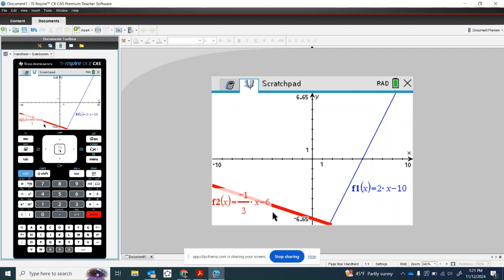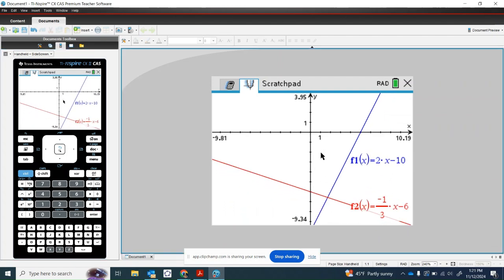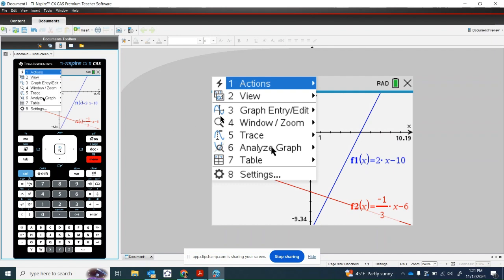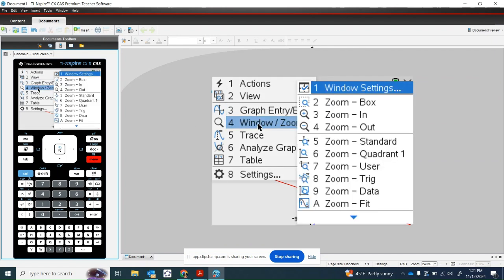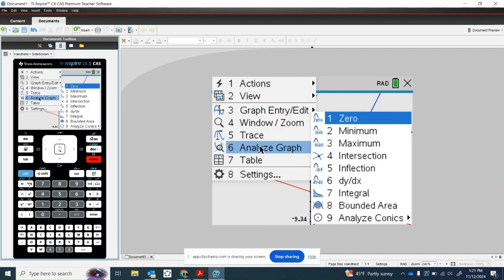Okay. And I can see that these two are going to overlap here. One thing I can do is click and drag on here so I can actually adjust the screen, which is nice. Under here, we have our options where we could change our window. I could trace, so I could just follow one of the lines, or I could analyze here, so I could find, just like in your other calculator, this is where your zeros, min, max, intersection, all of those kinds of things are.